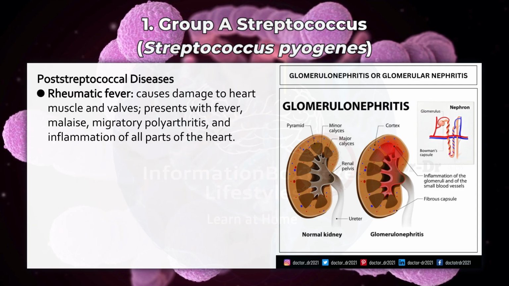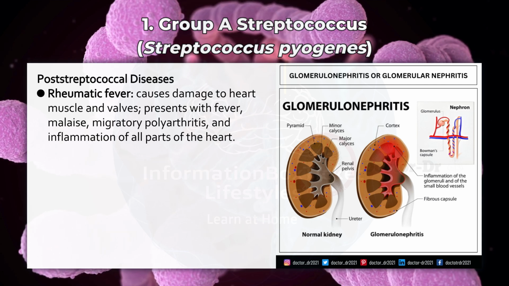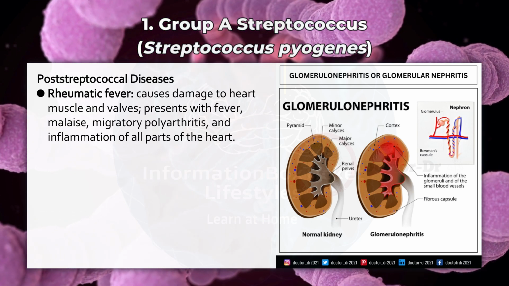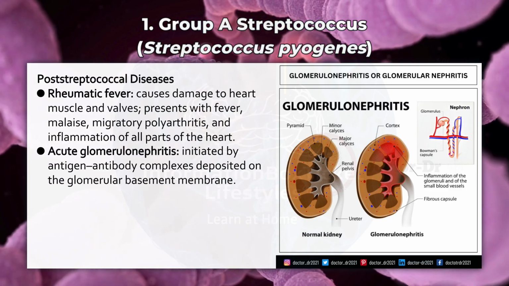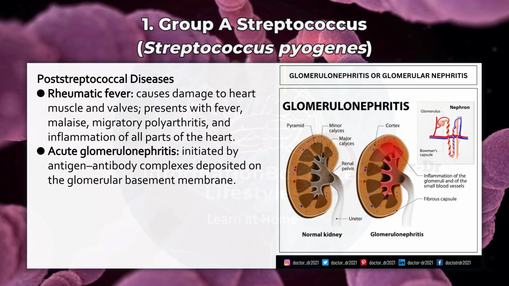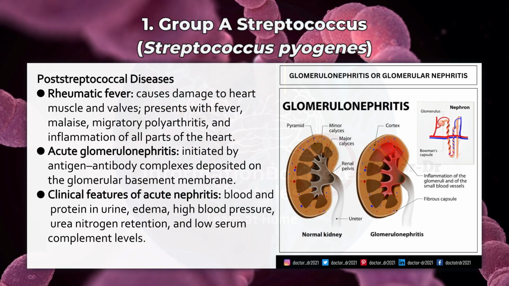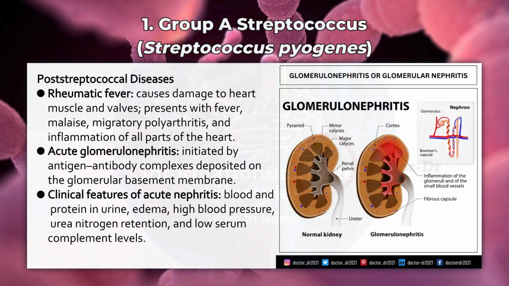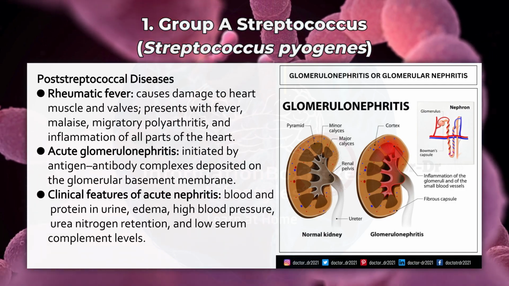Rheumatic fever causes damage to heart muscle and valves. Presents with fever, malaise, migratory polyarthritis, and inflammation of all parts of the heart. Acute glomerulonephritis, initiated by antigen-antibody complexes deposited on the glomerular basement membrane. Clinical features of acute nephritis: blood and protein in urine, edema, high blood pressure, urea nitrogen retention, and low serum complement levels.